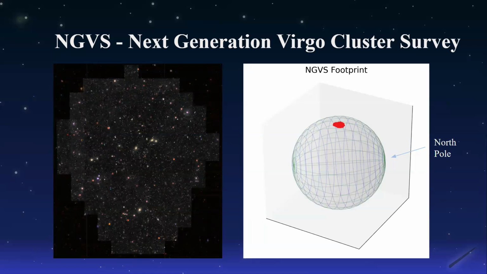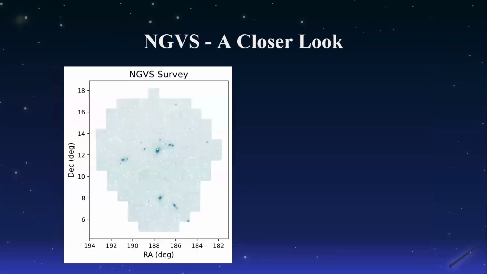So on the left-hand side, you can see what the NGVS survey looks like in the visual wavelength spectrum. And on the right-hand side, you can see what the footprint of the NGVS survey looks like. As you can see, it's actually a very small portion of our sky. Now let's take a closer look at our data.